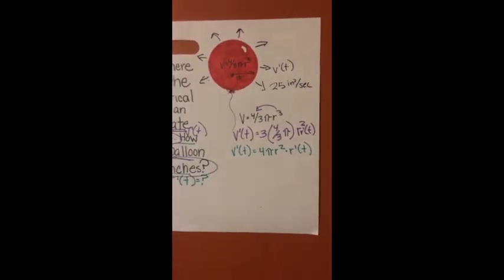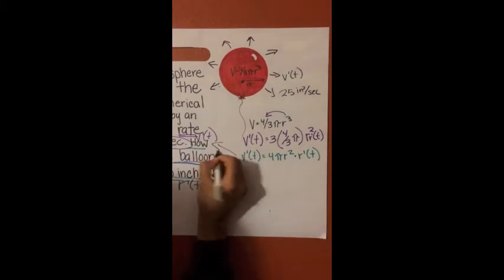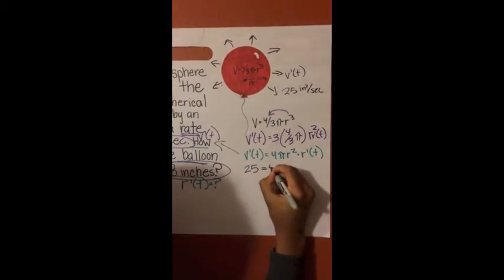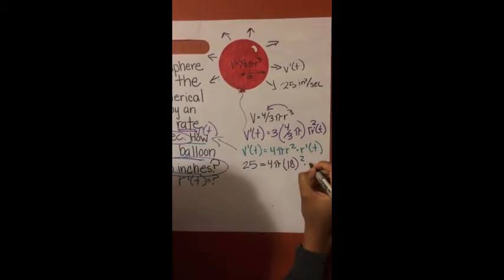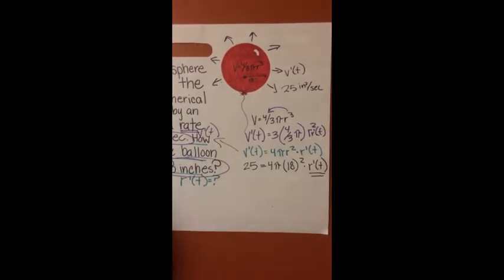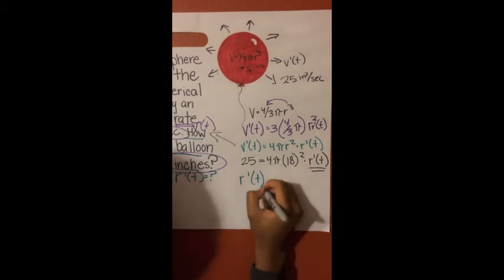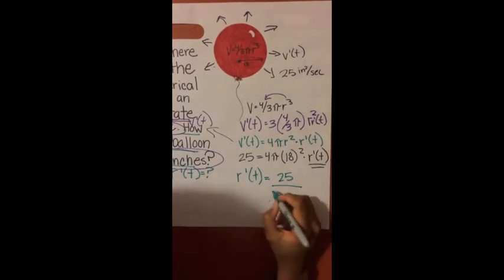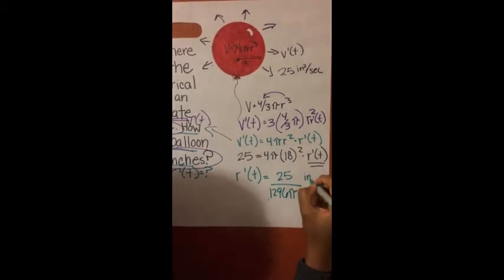And so after doing that, we're just going to fill in what we already know. So V prime of t we've already established is 25 cubic inches per second. So 25 equals 4 pi times r, and in this case our r is 18, squared, times r prime of t, which is our unknown. So now all we have to do is isolate for r prime of t. So r prime of t ends up equaling 25 over 18 squared times 4, which is 1296 pi, and this would be in inches per second.